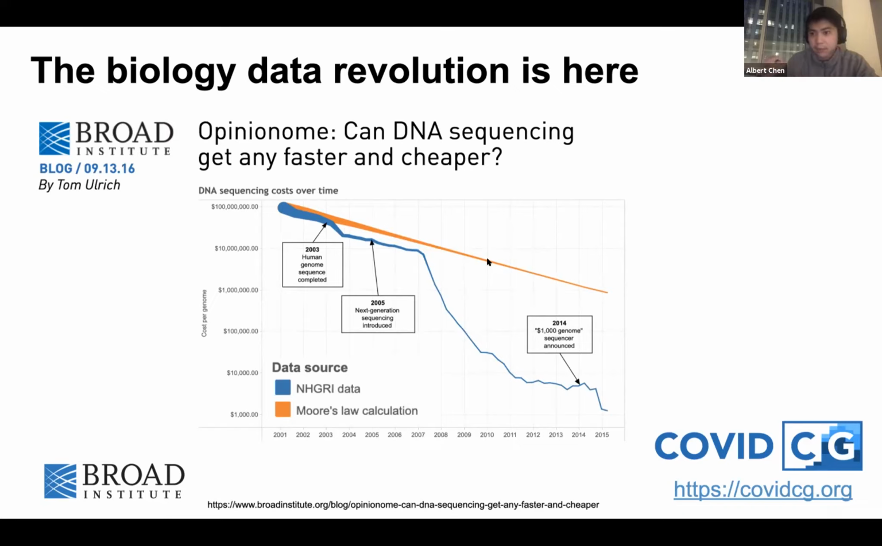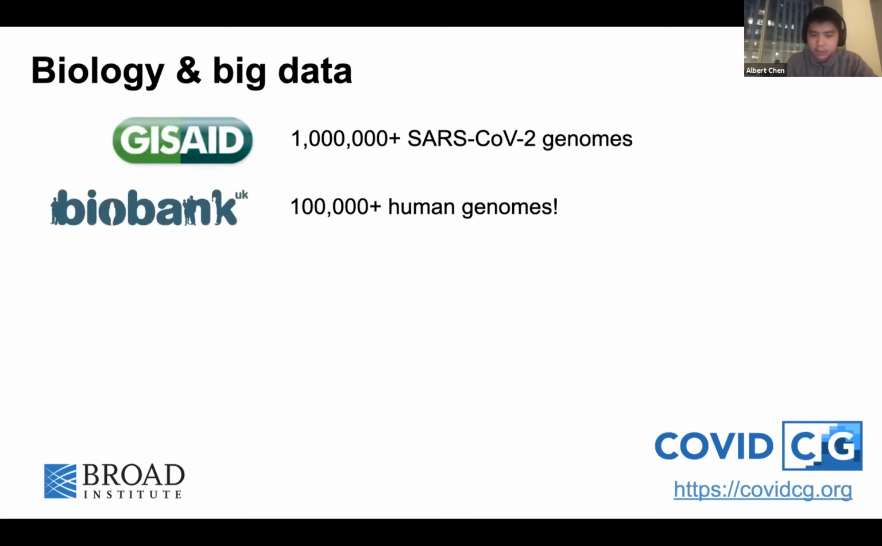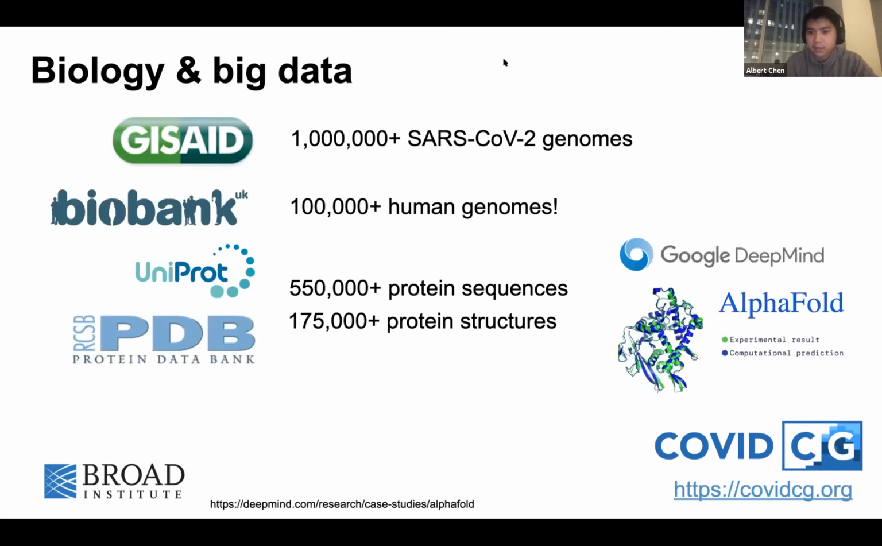And this is just an example of genomic sequencing. I think in every field of biology we have massive reams and reams of data being generated now. And it's not just the 1 million SARS-CoV-2 genomes, it's also initiatives like the UK Biobank, which has sequenced over 100,000 human genomes. It's like these protein sequence databases, which are behind Google DeepMind's AlphaFold project, which some of you may have heard of.